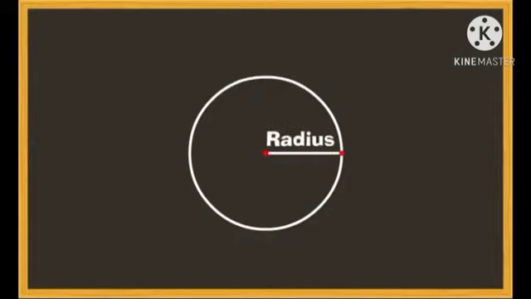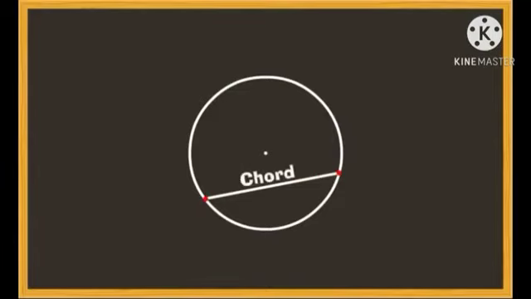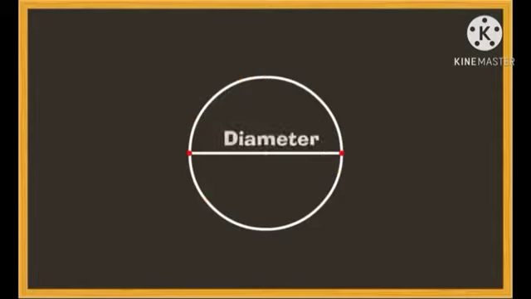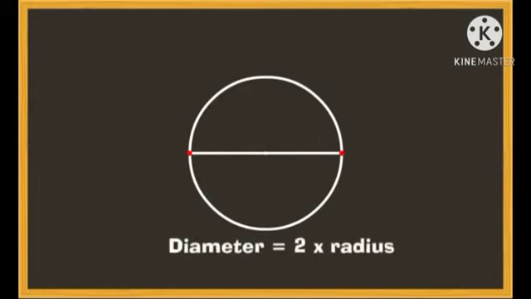A line segment that joins 2 points on a circle is called a chord. As you can see, a chord can have many different lengths. Can you guess which is the longest chord? Which is the one which passes through the center? A chord which passes through the center of the circle is called the diameter of a circle. Therefore, diameter is equal to 2 times radius.